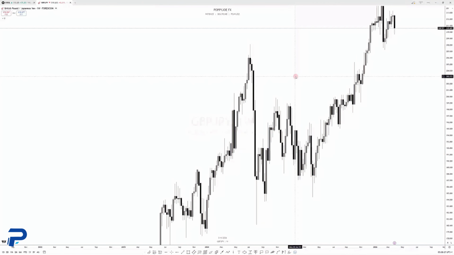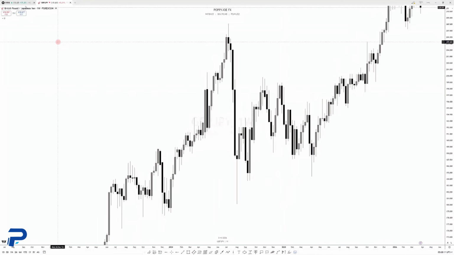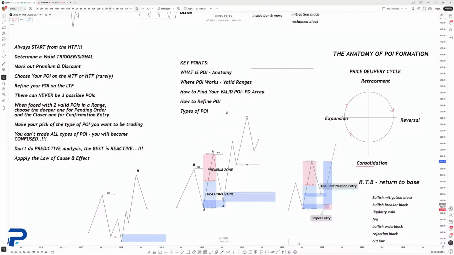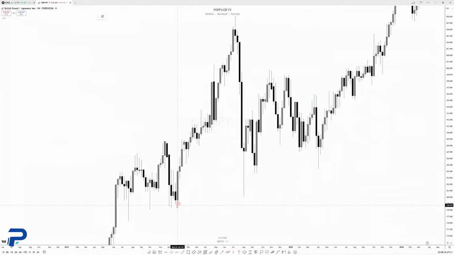So let us use GBPJPY here as an example. According to the outlines I gave earlier, I said find a valid range. Over here, I will be using this particular range I traded last year. This was the valid range I was able to get. This is the break of structure to the upside, and you can clearly see that. So on this particular range, what would you do?